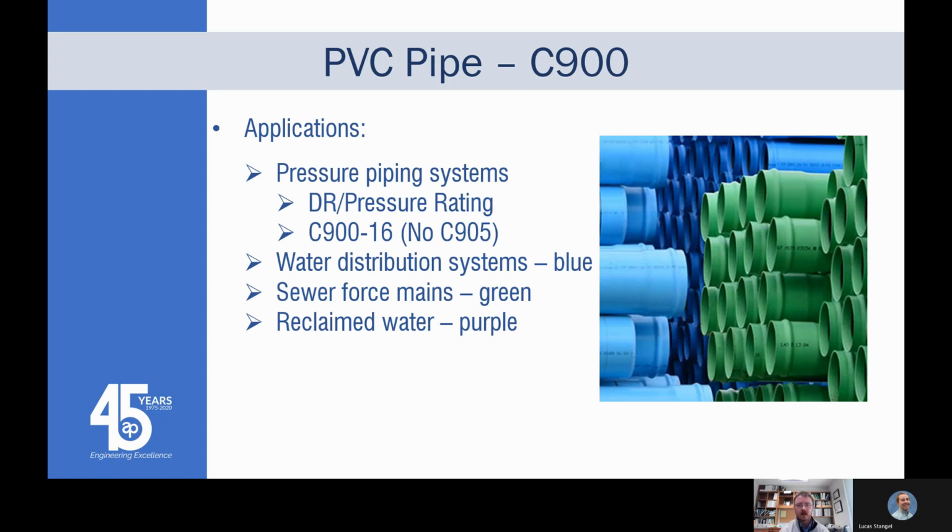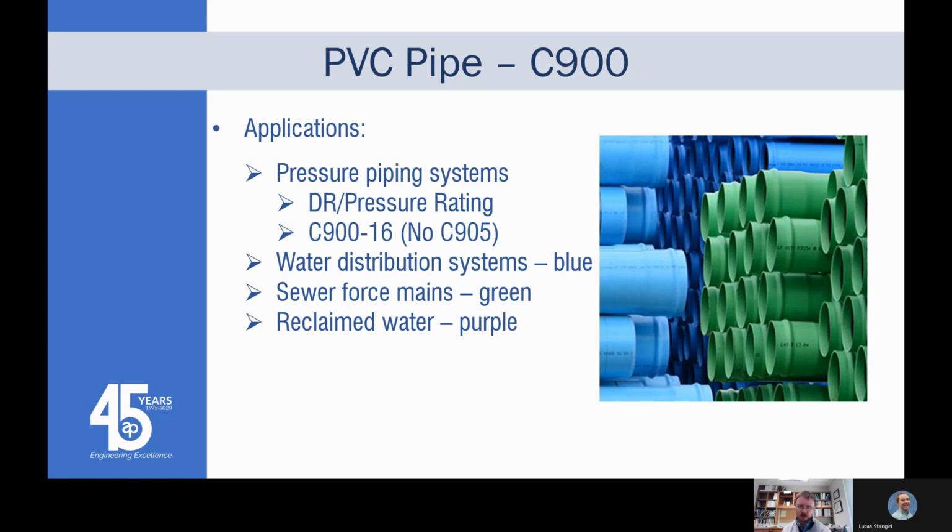So C900, like we mentioned, is kind of the current standard that we see a lot of. It's got a DR pressure rating. There's multiple, DR18 and DR25 are ones that we see most often. I think our standard spec, we typically use DR18. I want to say it's like a 235 PSI pressure class rating.